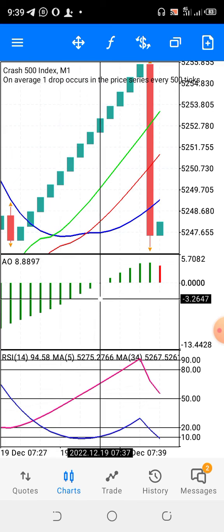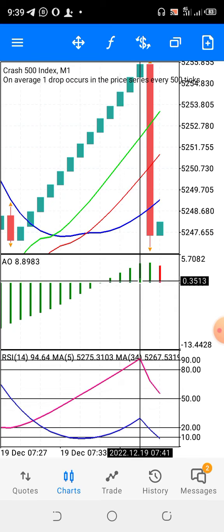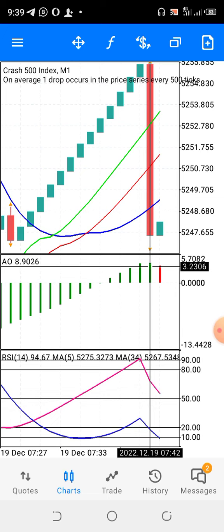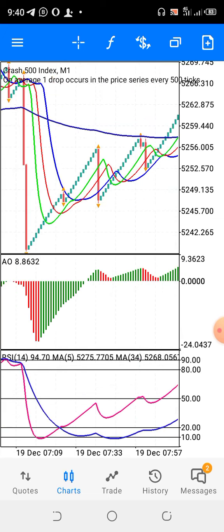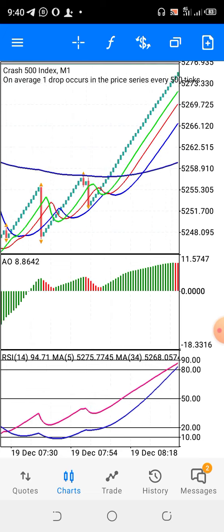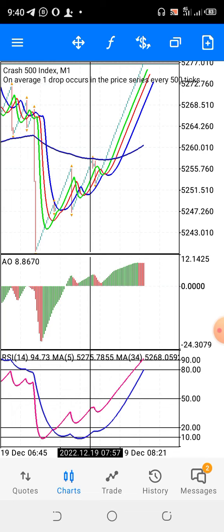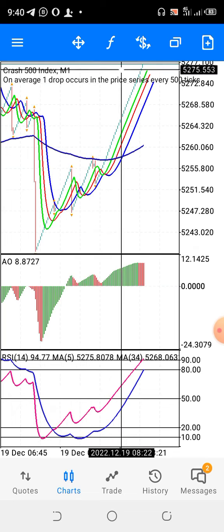If you count it, then let the histogram cross over. Then count another 4. 1, 2, 3, 4. After that, what happened? There was a spike. Then after the spike, what happened? The market went up. Look at it. So, have you seen it? After the cross, the market went up to this extent.